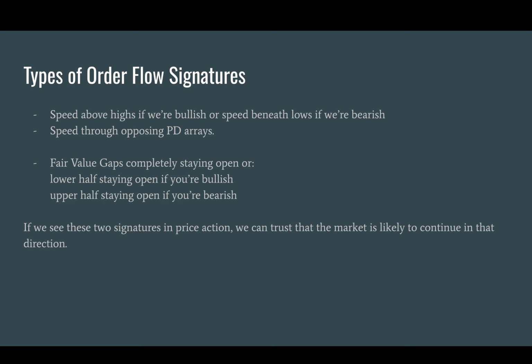Second signature type is you want to see fair value gaps completely stay open, or if you're bullish, you want to see the lower half of the fair value gap stay open. If you're bearish, you want to see the upper half of the fair value gap stay open. And again, we're going to see examples of all of this in the chart. Now, if we see these two signatures in price action, we can trust that the market is likely to continue in that direction.